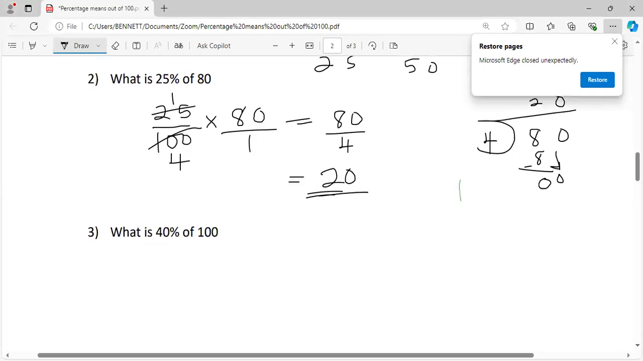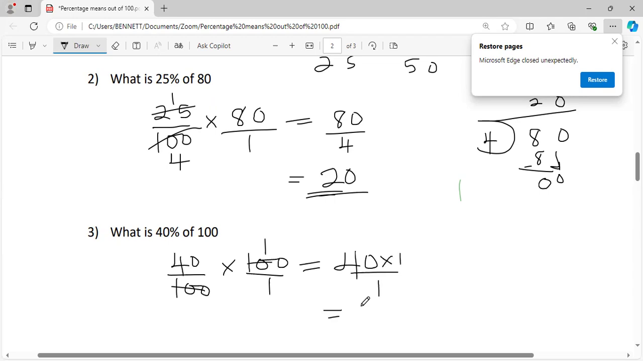Alright, who in the comment section got the answer? Let's see. So we have 40% of 100. Since percent means out of 100, it's gonna be 40 out of the 100 times 100 over 1. Luckily, we know that 100 can go into itself 1 time, so that can cancel, right? So it will be 40 times 1 over 1. And we know that anything divided by 1 is the anything, right? So our answer would be 40. Good job, guys.